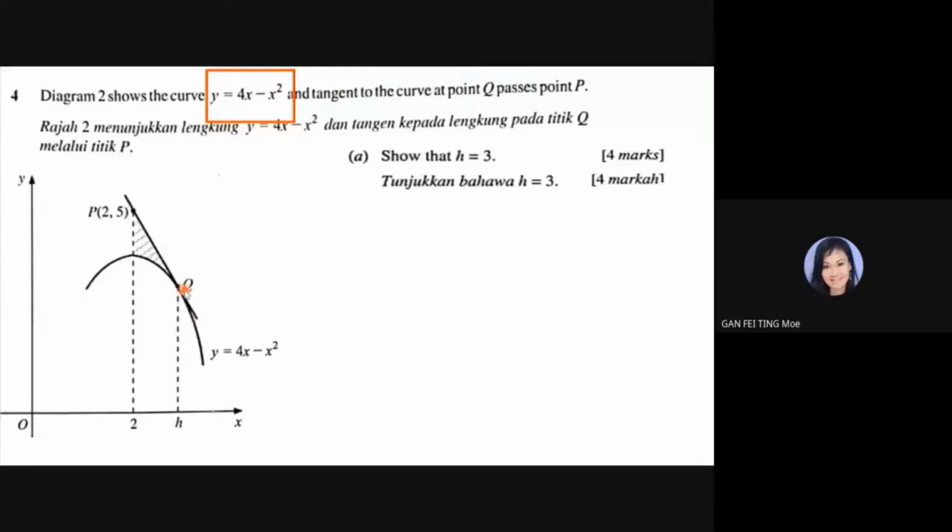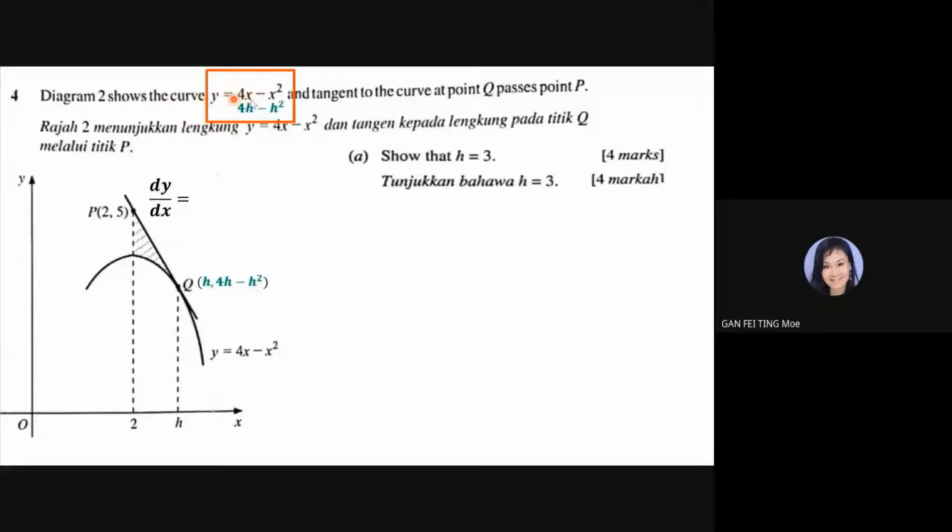When my h, my coordinate of Q is h, y, what is my y? My y should be 4h minus h squared. So in this coordinate, I write it as h and 4h minus h squared. This is the coordinate. I put the coordinate here for me to see. Then I continue with what I decided just now, differentiation.